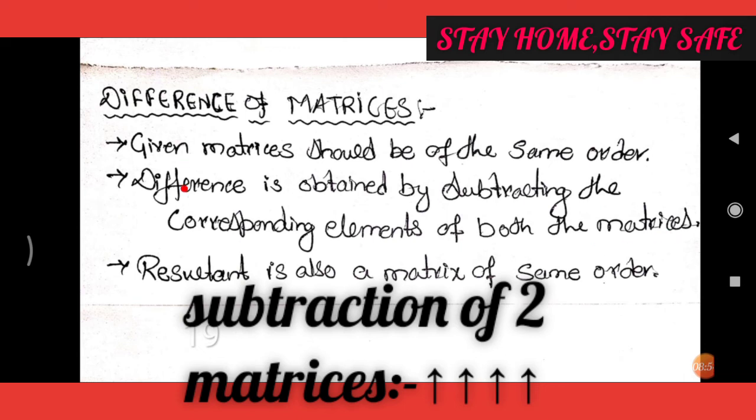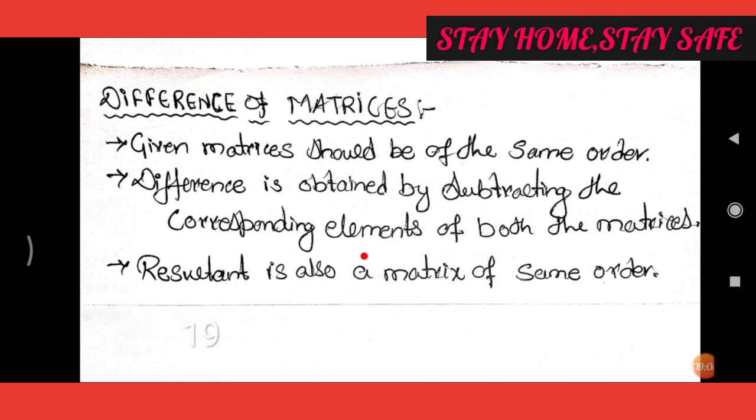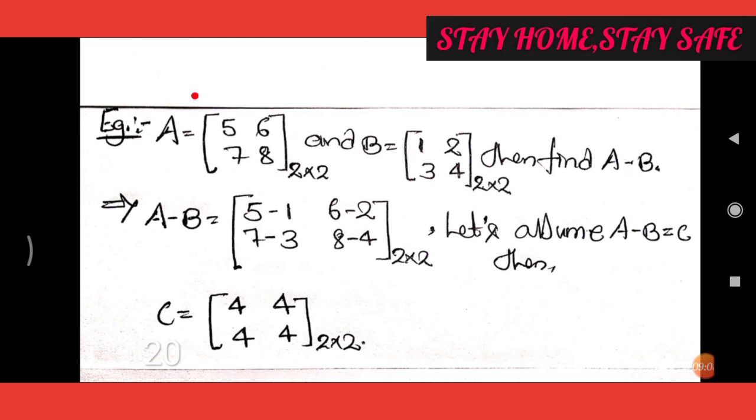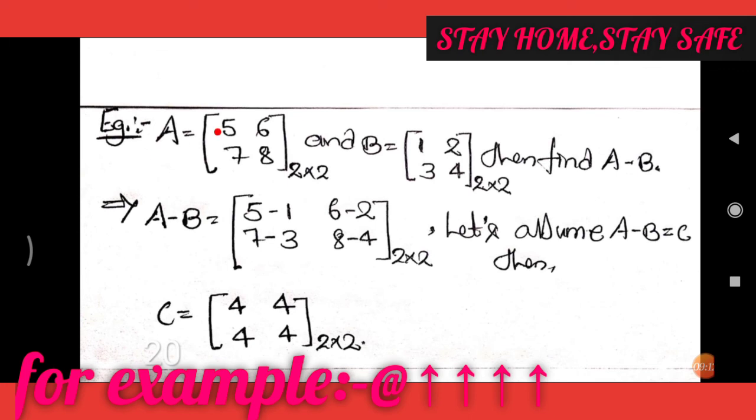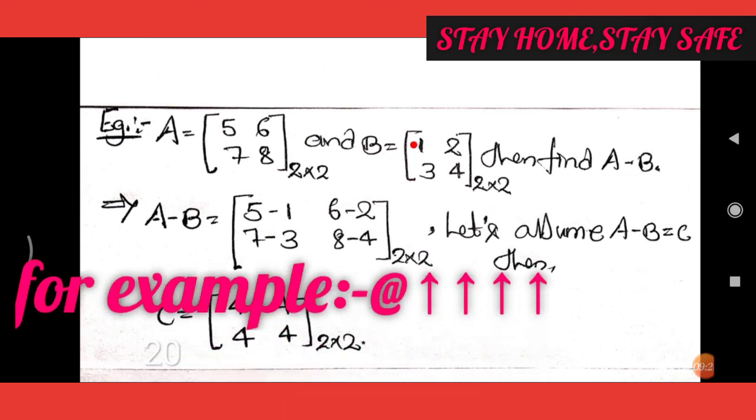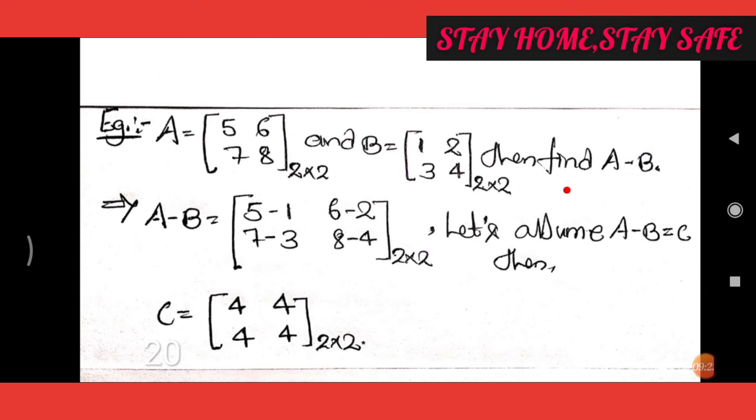How do we get the difference, friends? It says here how we get the difference. The difference is obtained by subtracting the corresponding elements of both the matrices. Corresponding elements means one to one corresponding in both the matrices, as we go by the positions. In this example we have 5, 6, 7, 8 as the elements of the matrix A of order 2 by 2, and for B we have 1, 2, 3, 4 as the elements of the 2 by 2 matrix which is called matrix B. Then find A minus B.